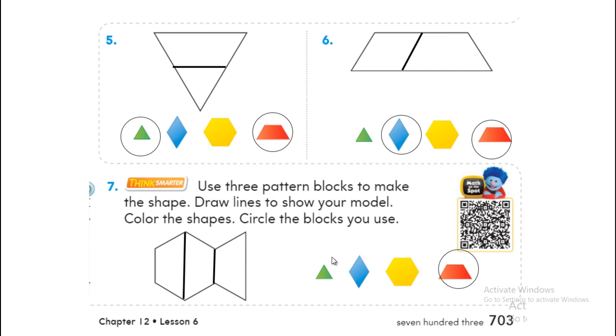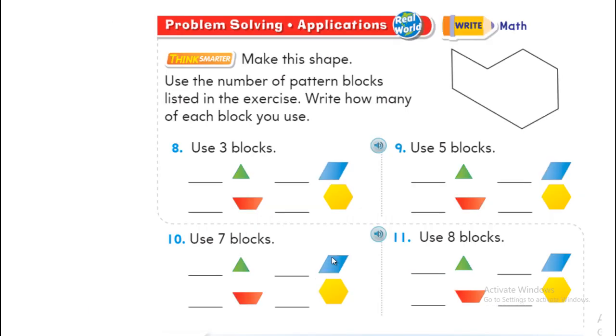So, I'm going to circle the shapes that I used. I used only trapezoid. Of course, you can put the lines in different ways. If you have another way of answering and you don't want to follow my way, you can put the lines and then take a picture, send it to me for checking. Now the next page. Make this shape. Use the number of pattern blocks listed in the exercise and write how many of each block you used. So we can use triangles, rhombuses, trapezoids, or hexagons to make this shape.